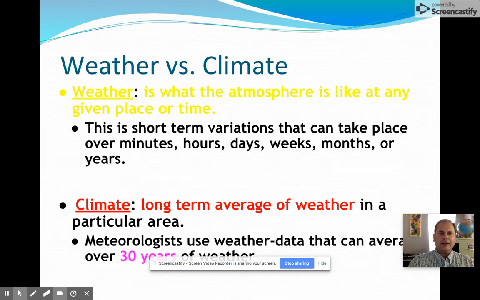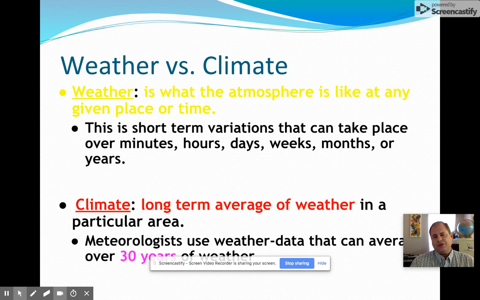On the next slide: the difference between weather and climate. Weather is something that changes all the time. Climate happens over a long period of time. For example, weather could be rainy, and then 10 minutes later, it's sunny. So the weather changes constantly. That's why we want to talk about the weather and how it changes all the time.